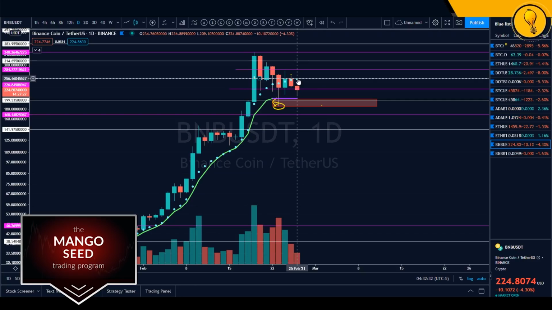Us taking out 256 on the daily time frame, and I want you to notice we lost it here and we've been holding it as resistance now for 3 days. Us taking out 256 will send BNB propelling to another region of resistance. The next major region only comes in at $313.